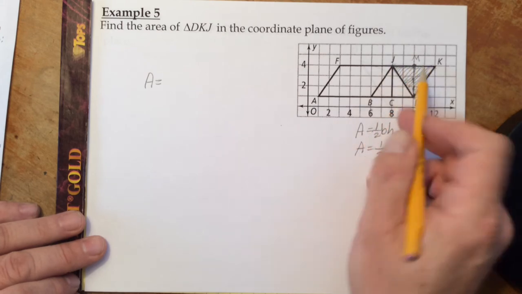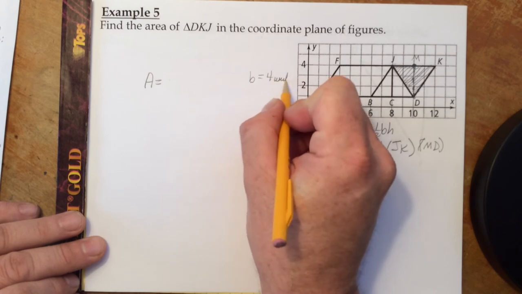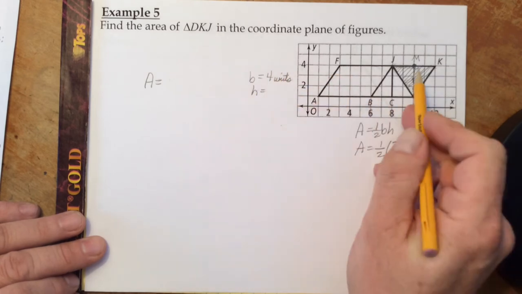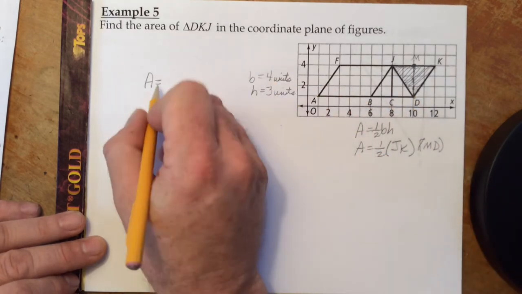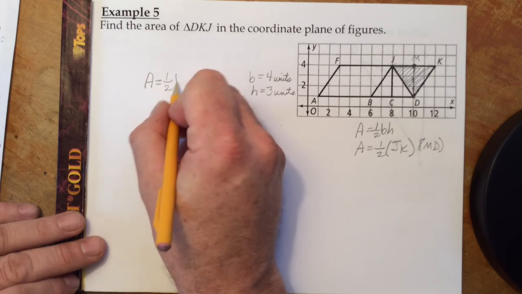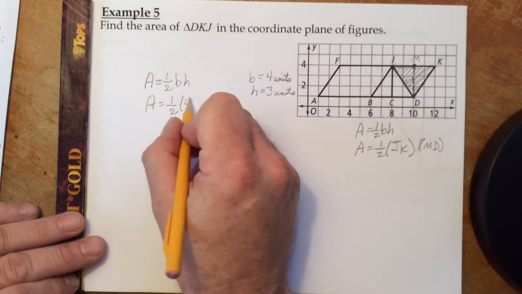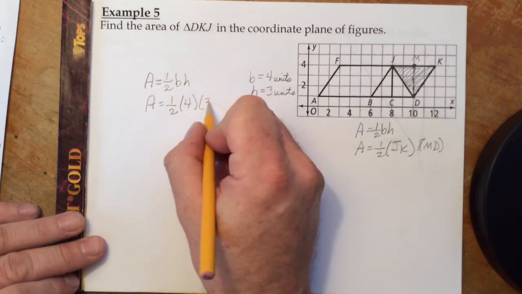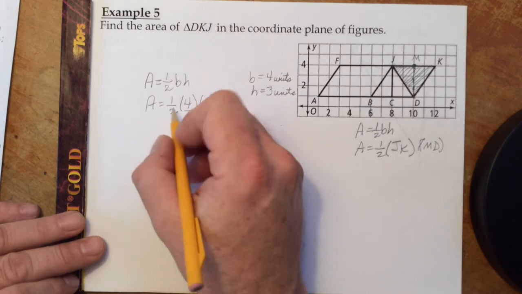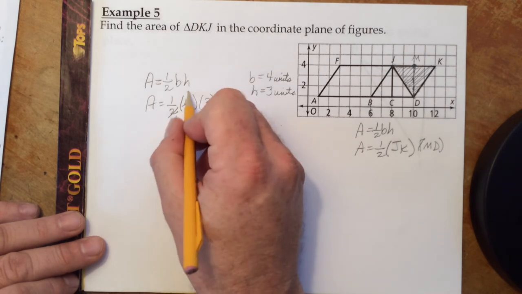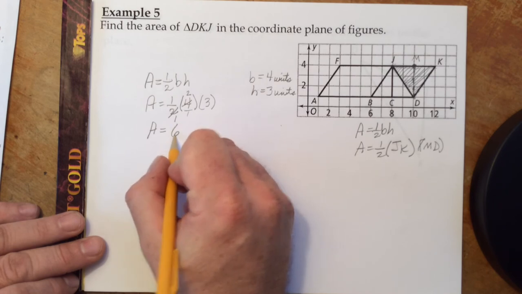Count them: 1, 2, 3, 4 units. So the base is 4 units. And the height of the triangle would be 1, 2, 3 units. For our area formula, that's 1/2 base times height. The area is 1/2 times the base, 4 units, times the height, 3 units. Notice that 1/2 and 4 will both divide out. 2 goes into 2 once, 2 goes into 4 twice. Now we have 1 times 2 times 3, which is 6.